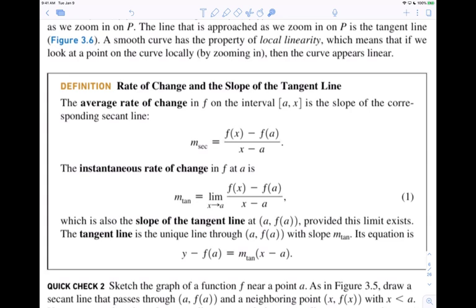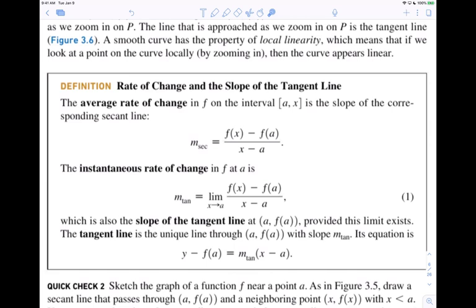So let's talk about the rate of change and the slope of a tangent line. The average rate of change in f on the interval from a to x is going to be the slope of the corresponding secant line, right? y2 minus y1 over x2 minus x1. The instantaneous rate of change in f at a point a is going to be the slope of the tangent line, which is the limit as x approaches a of that same y2 minus y1 over x2 minus x1.